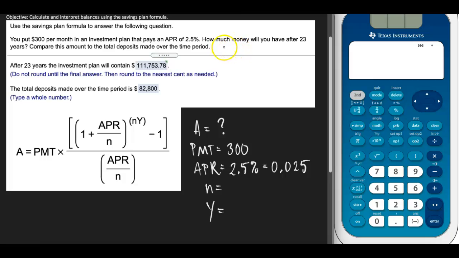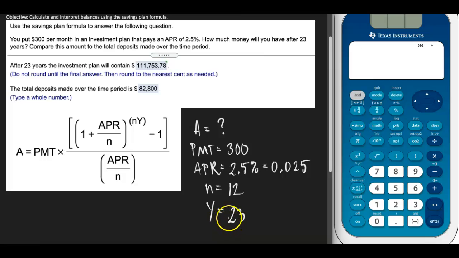N is the number of compoundings each year. And I can imply from this problem that since I'm making monthly payments, it must be monthly compounding. So monthly, in other words, 12 compoundings each year. And in the end, we have 23 years that this money stays in the account.